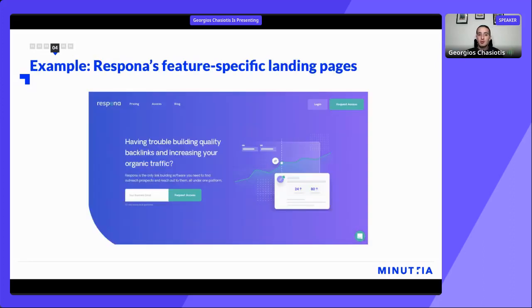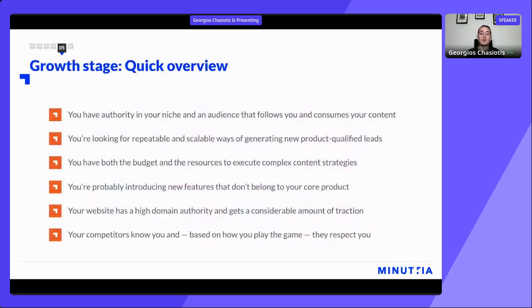Okay. Example here, we have an outreach software, Respona, and you can see a landing page that's feature specific. This is a page that essentially tells you that if link building is what you want to do, the use case here, we are a link building software. But Respona at this point can actually suggest itself as a viable solution when it comes to link building software. So at this point, you are able to do that, and this is just an example. And let's get to the final stage.